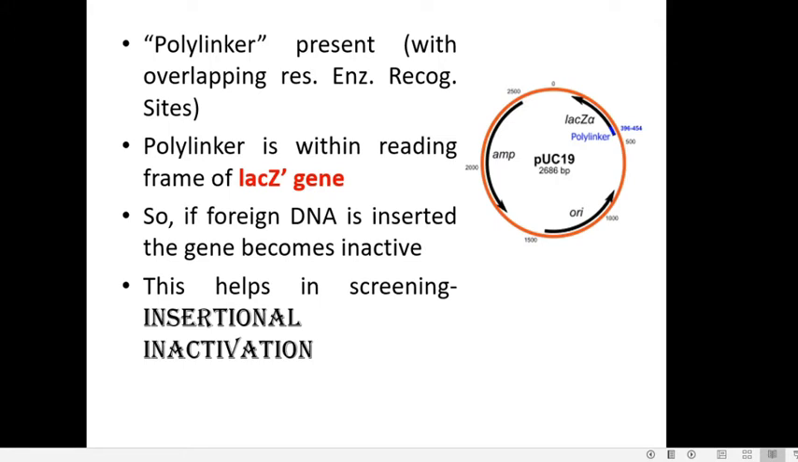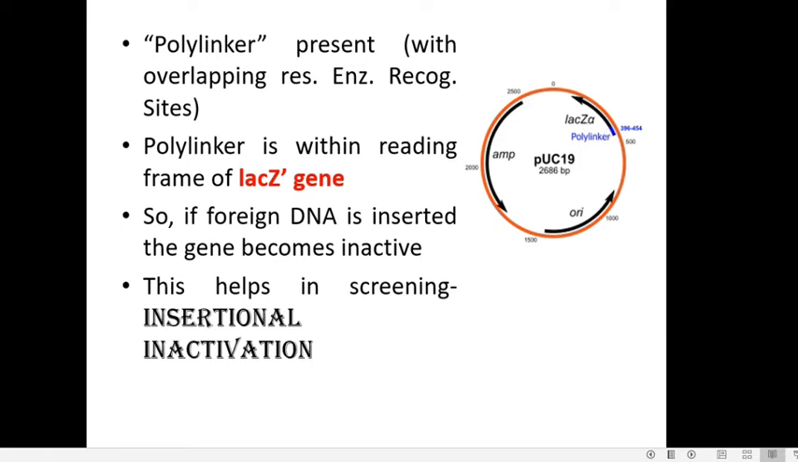This is very important in screening, because ultimately we want to know whether our foreign gene has entered into this vector. Then only our experiment will be successful. So, how do we screen it? If there is insertion of foreign gene, the lacZ gene will get inactivated. If there is no foreign gene inserted, the lacZ gene's activity will be intact.